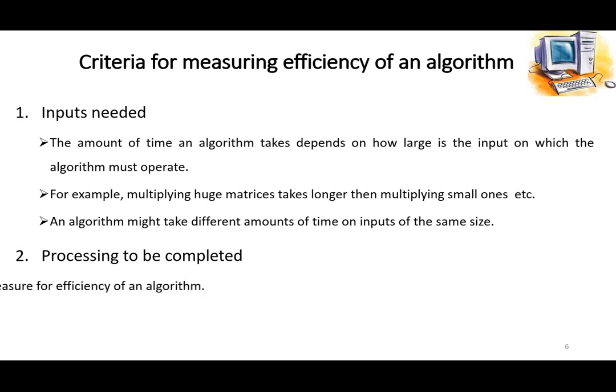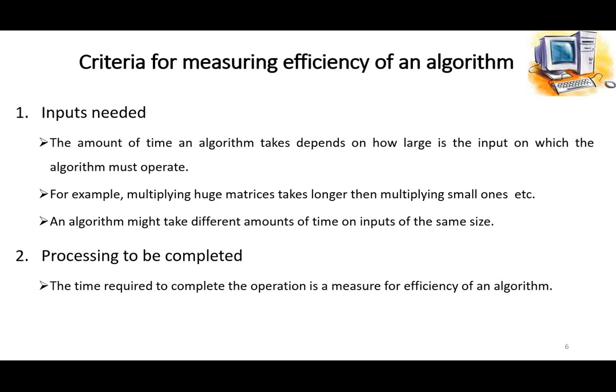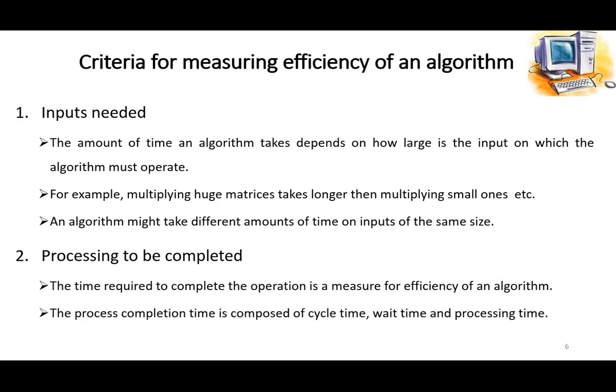Second, processing to be completed. The time required to complete the operation is a measure for efficiency of an algorithm. The process completion time is composed of cycle time, wait time and processing time. These are 3 different timings while processing an operation or during the execution of any set of instructions. So overall the process completion time is composed of cycle time, wait time and processing time.